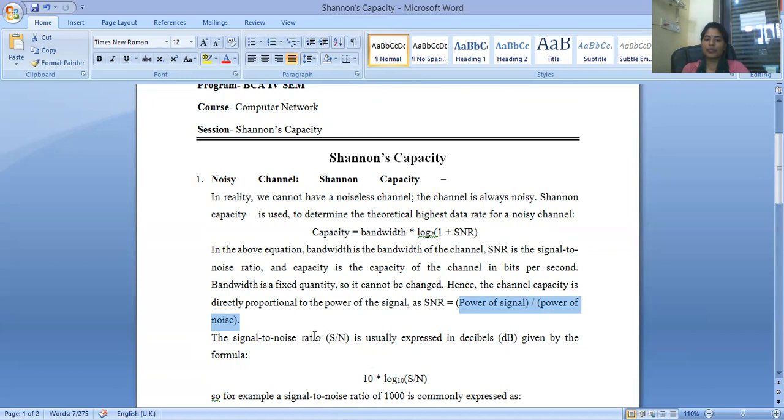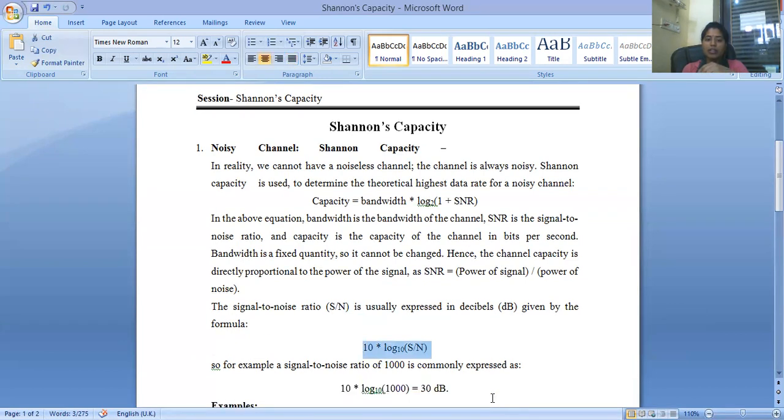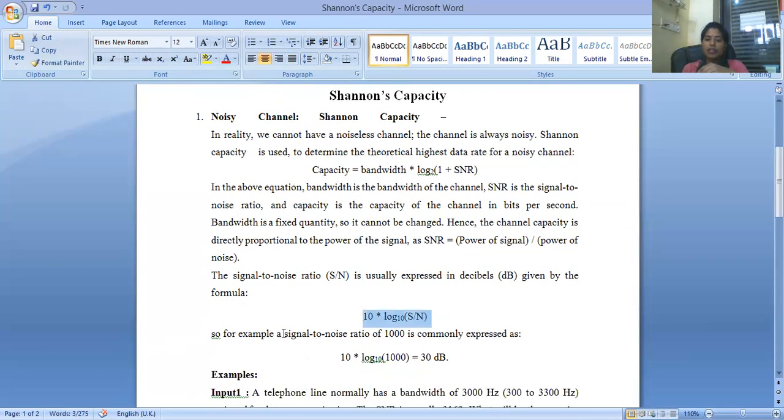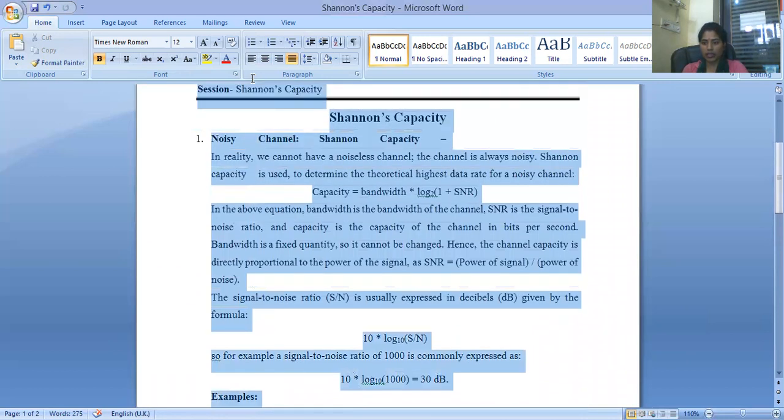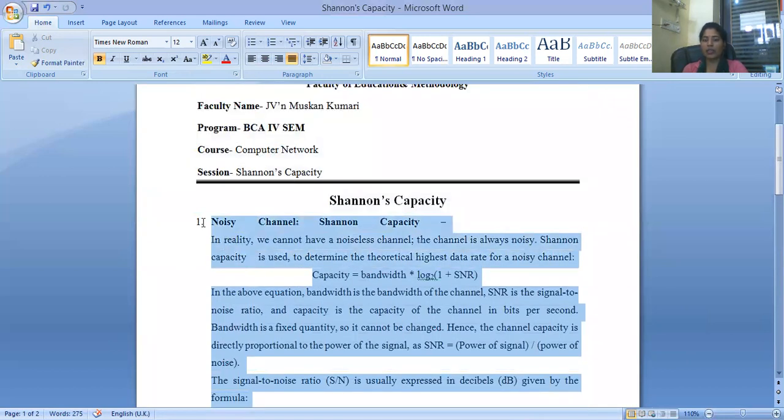SNR is the ratio of the power of signal to the power of noise, and here is the formula to calculate it in decibels. For example, a signal to noise ratio of 1000 is commonly expressed like this. Okay, so this is the basic Shannon's capacity and the formula used to calculate the capacity of a noisy channel. I hope you well understood this session.